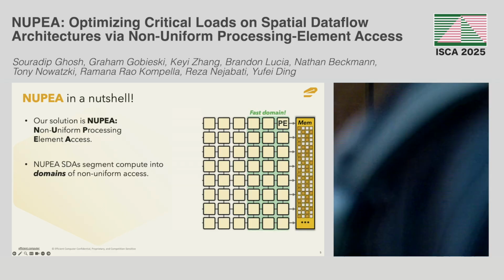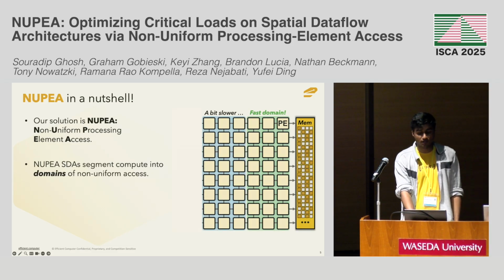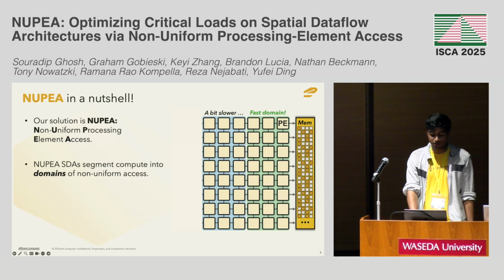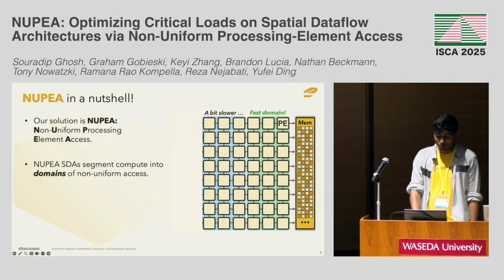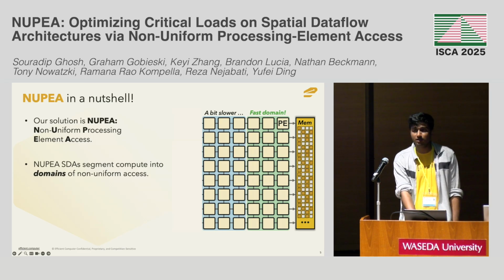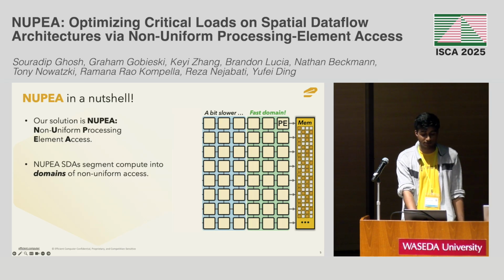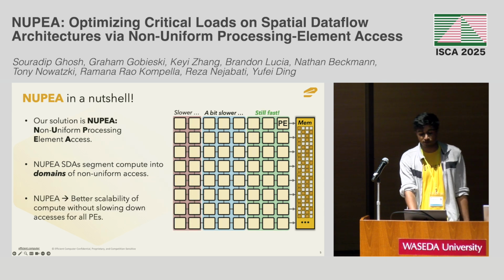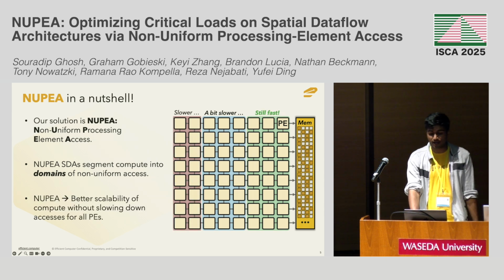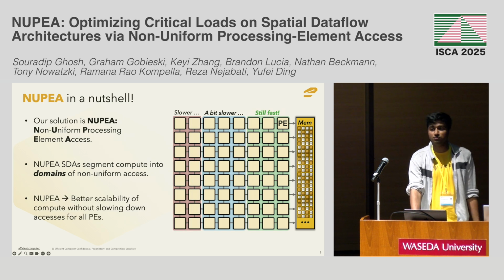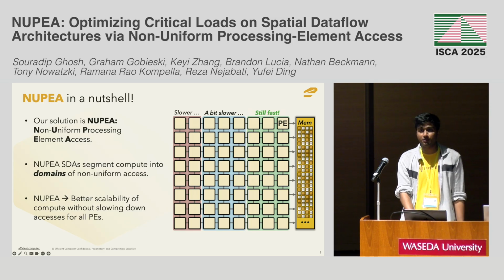NUPEA architecture segments compute into domains of non-uniform access. Here the domain of PEs closest to memory will have super fast access time, but the domain a bit further out will be a bit slower by design. And NUPEA allows us to scale compute. Like if we wanted to add this extra domain of PEs, we can do so without slowing down accesses for all PEs to the worst case.